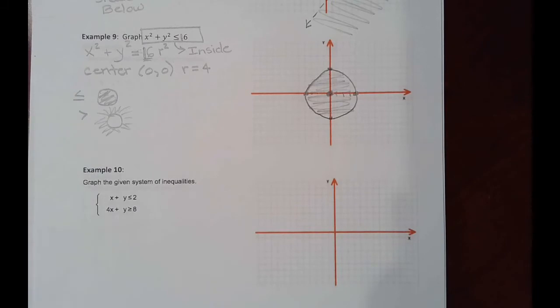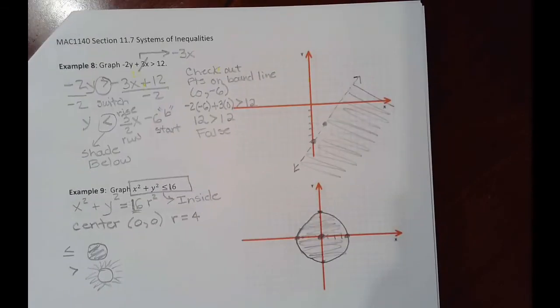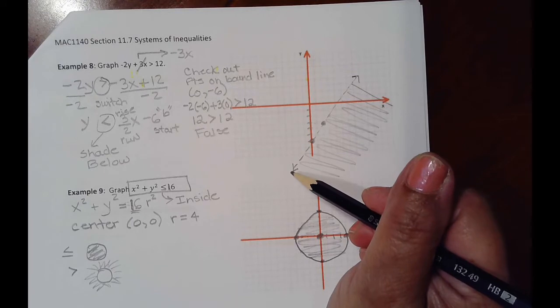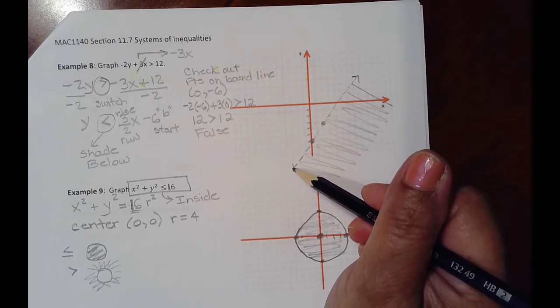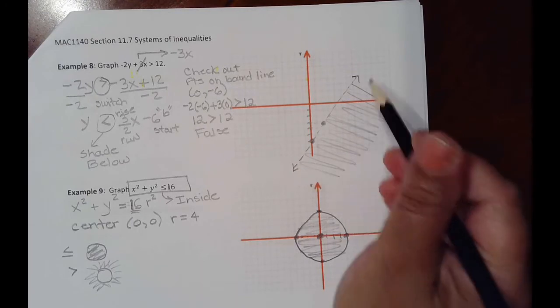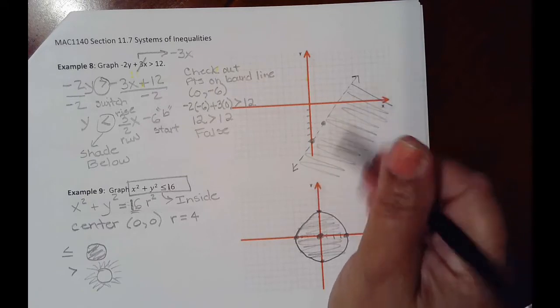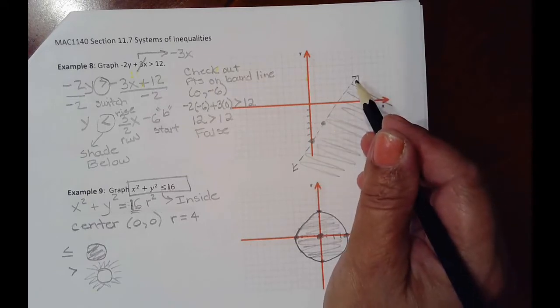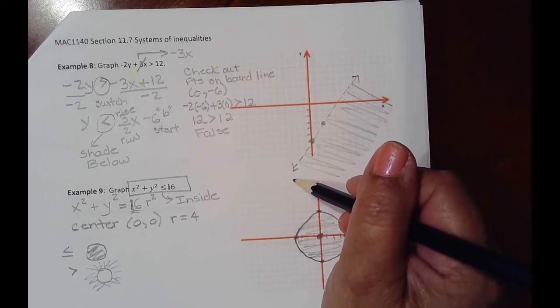Now, when you are graphing these in MyMathLab, you're going to graph the boundary line with either a dashed or solid line. You'll click on the tool that has this shape of a line, and you can tell it whether you want it to be dashed or solid. And then there's a little thing that looks like a bucket full of paint.